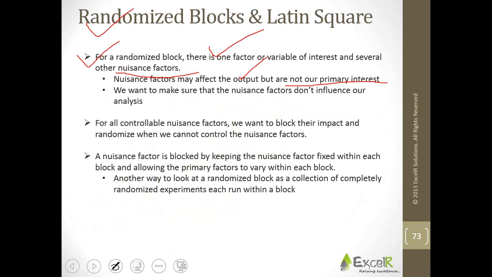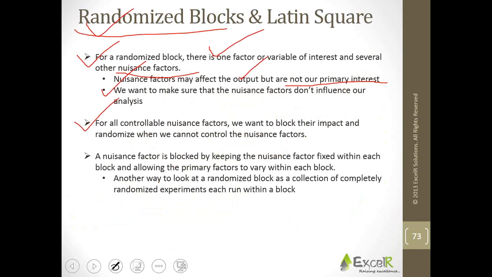For example, suppose they had a lot of rice or some kind of biryani or some kind of heavy food at lunch. What will happen? Obviously, they tend to sleep or they'll be in that dizzy mood, right? That is going to impact your output. That is, your sales will be impacted. Your profits might be impacted, but that is not of our primary interest. That is called a nuisance factor. We want to make sure that the nuisance factor doesn't influence our analysis. Hence, we are going to randomize.